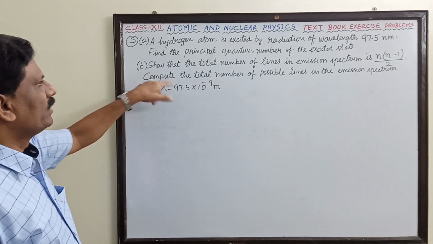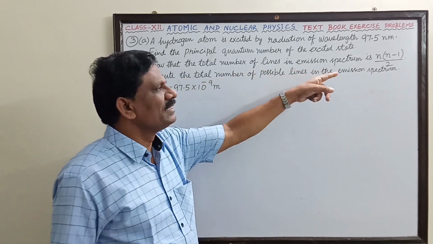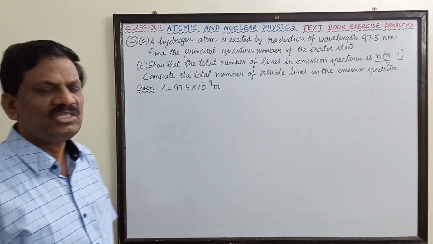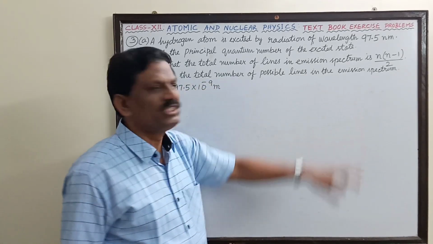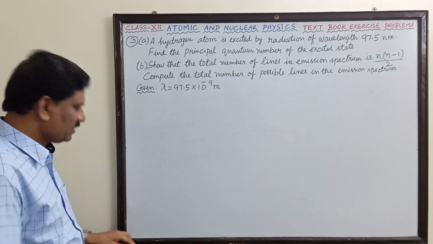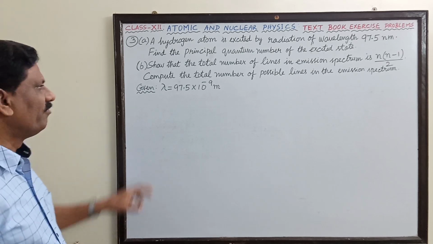B, show that the total number of lines in the emission spectrum is n into n minus 1 by 2. Compute the total number of possible lines in the emission spectrum. It's a very interesting numerical problem. So the first part we will solve first.